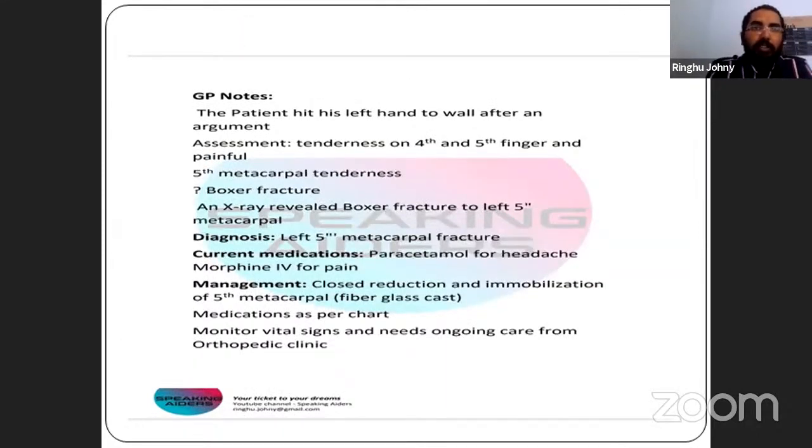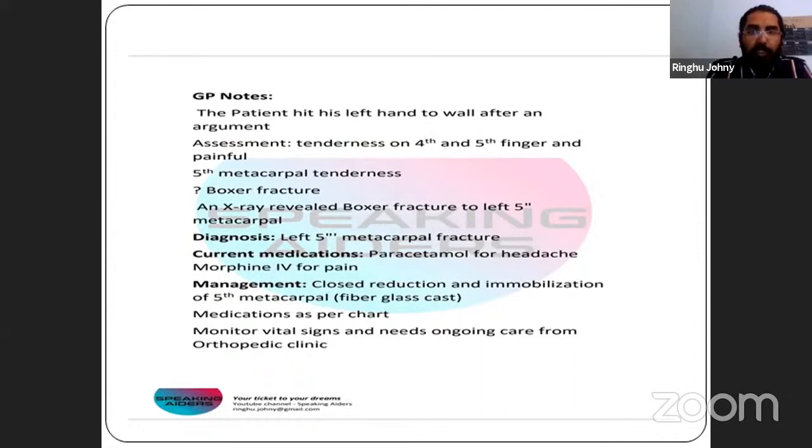Next comes the GP notes. The patient hit his left hand to wall after an argument. So you can see that the GP, let's think that the GP has sent the patient to the emergency department. So it says the incident: patient hit his left hand to wall after an argument. Assessment: tenderness on 4th and 5th finger and painful. 5th metacarpal tenderness. Suspecting boxer fracture.